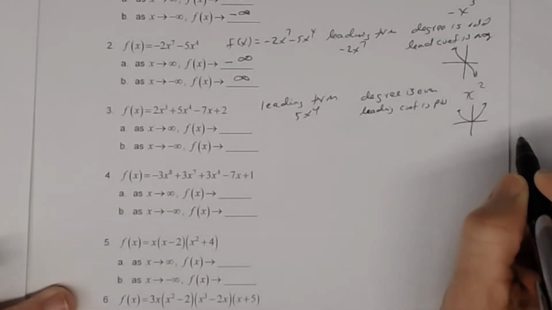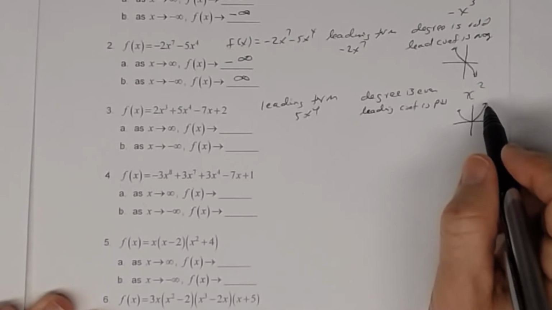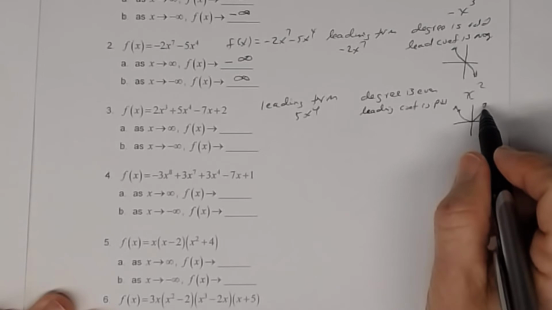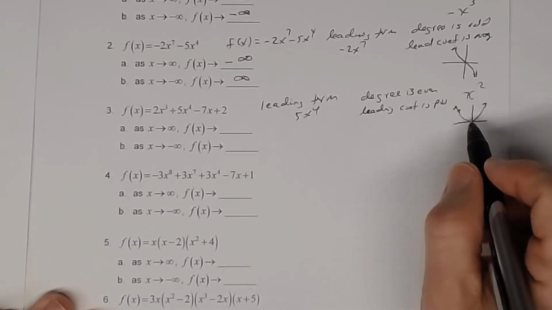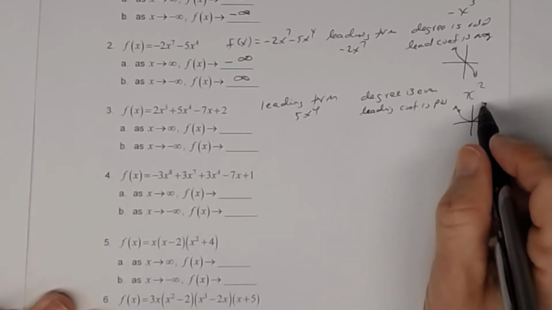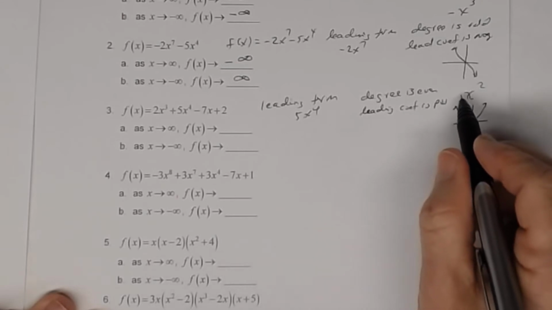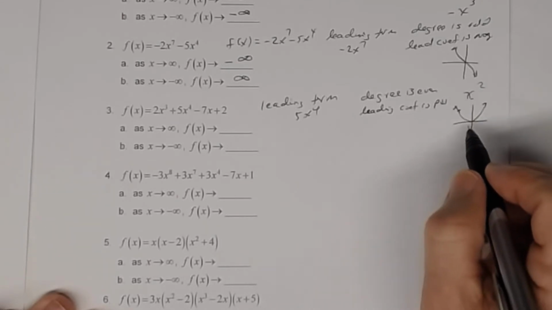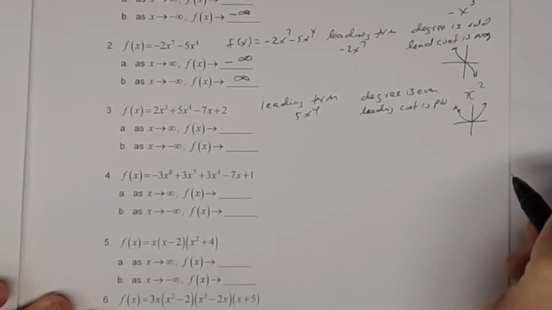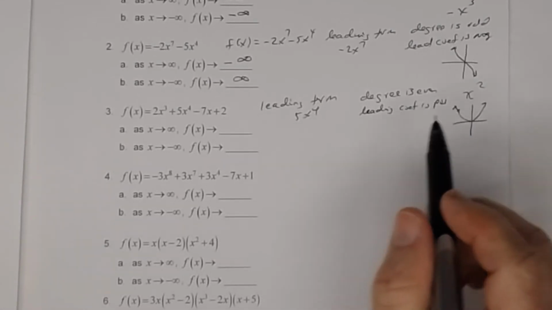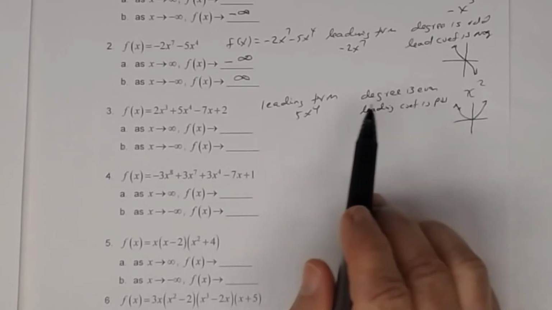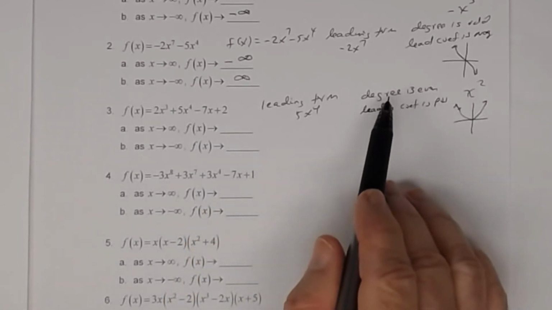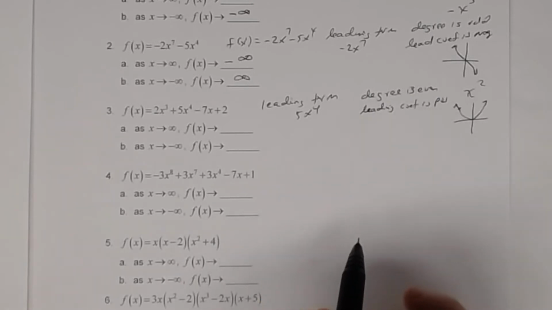So whenever the degree is even, the end behaviors point in the same direction. That's always easy to remember. Either they point up or they point down. If the leading coefficient is positive, they point up. If the leading coefficient is negative, they point down. And so it's always easy to deal with a polynomial function that has an even degree.